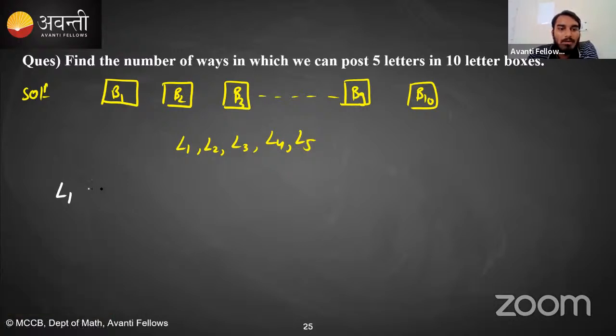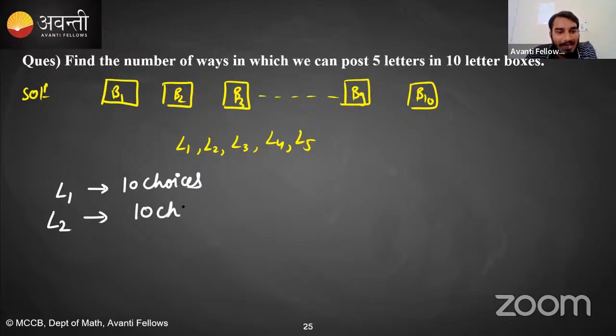So for letter 1, how many choices do we have? 10 choices. And corresponding to each of those choices, how many choices do we have for letter 2? Letter 1 can go to B1, B2, B3 up to B10. Similarly, letter 2 can also go into B1, B2, B3 up to B10. So for letter 2 also 10 choices, right?